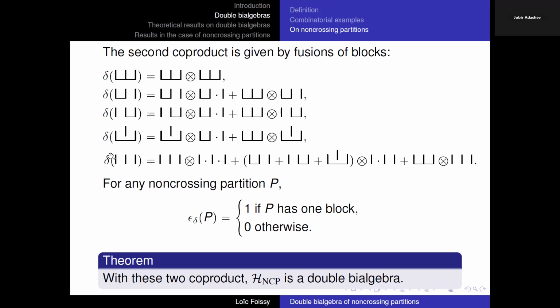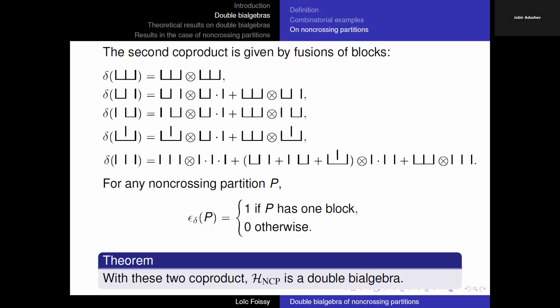For this, you can do any fusion you want, in fact. So you can do no fusion. You can fuse these 2 blocks together, it gives you this. Or these 2 blocks together, it gives you this. Or the first and the third block, something like this. Or the 3 blocks together, something like this. And well, it gives you a second coproduct, and this is a double bialgebra.